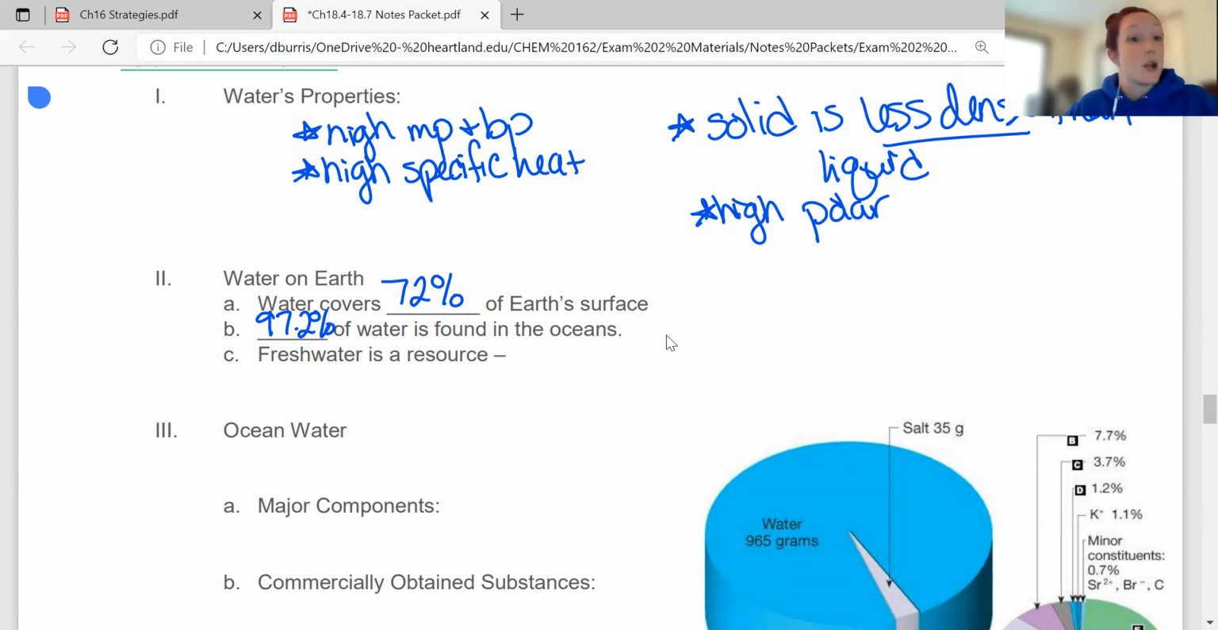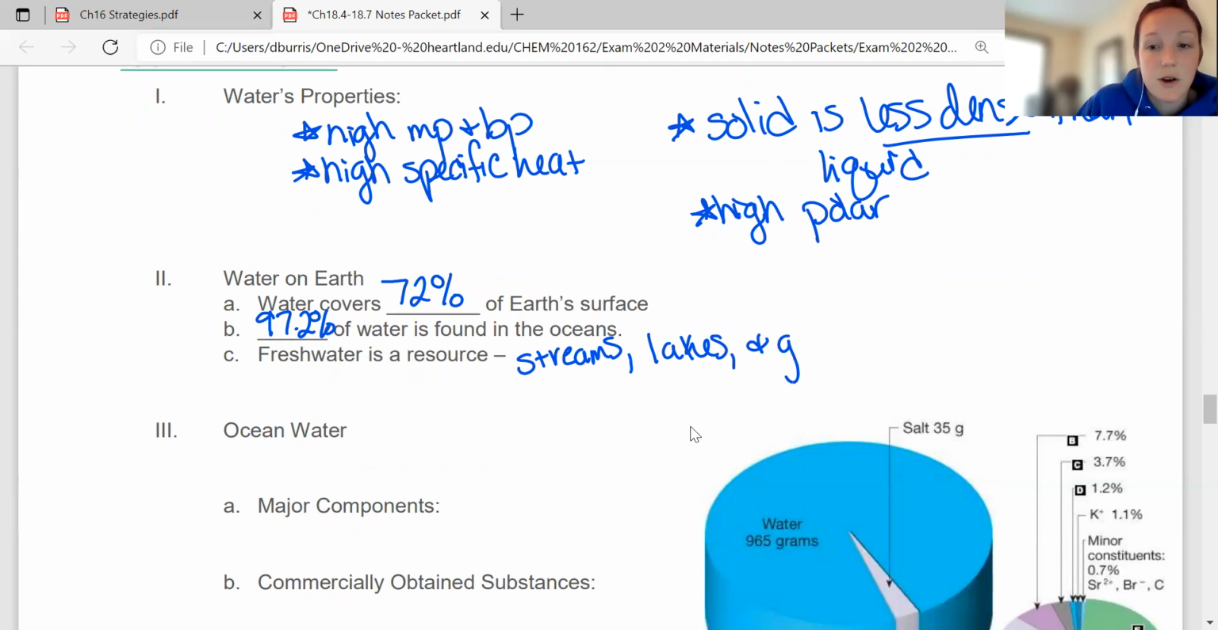97.2% of that water is found in the oceans. Okay. Of course, most of it's in the ocean, some of it's in lakes and rivers and those types of things. So our fresh water that we of course need to survive only comes from streams, lakes, and groundwater. And that's where we get our fresh water, unless we distill ocean water, which takes a lot of energy.